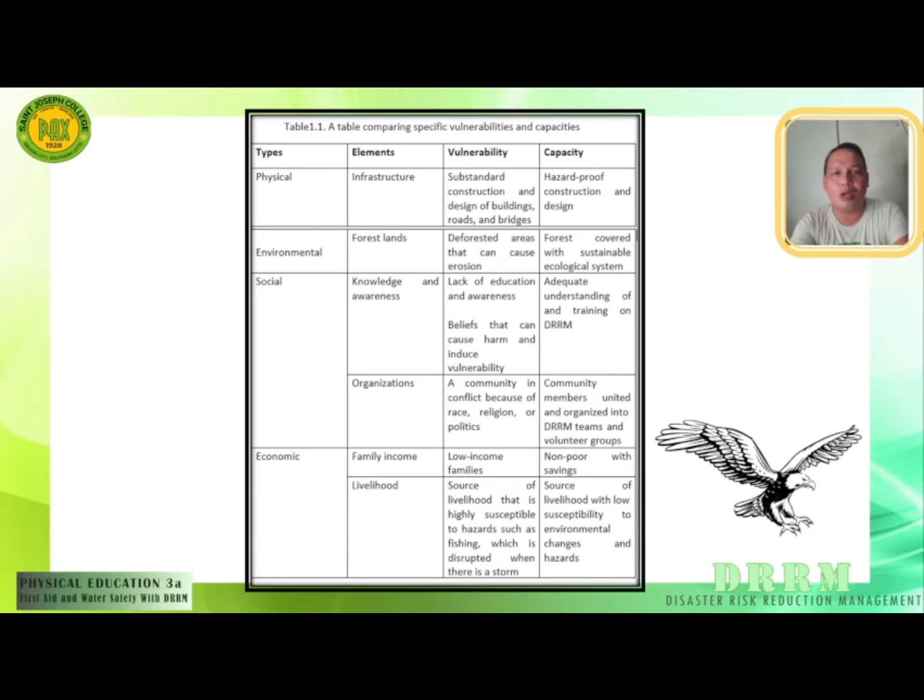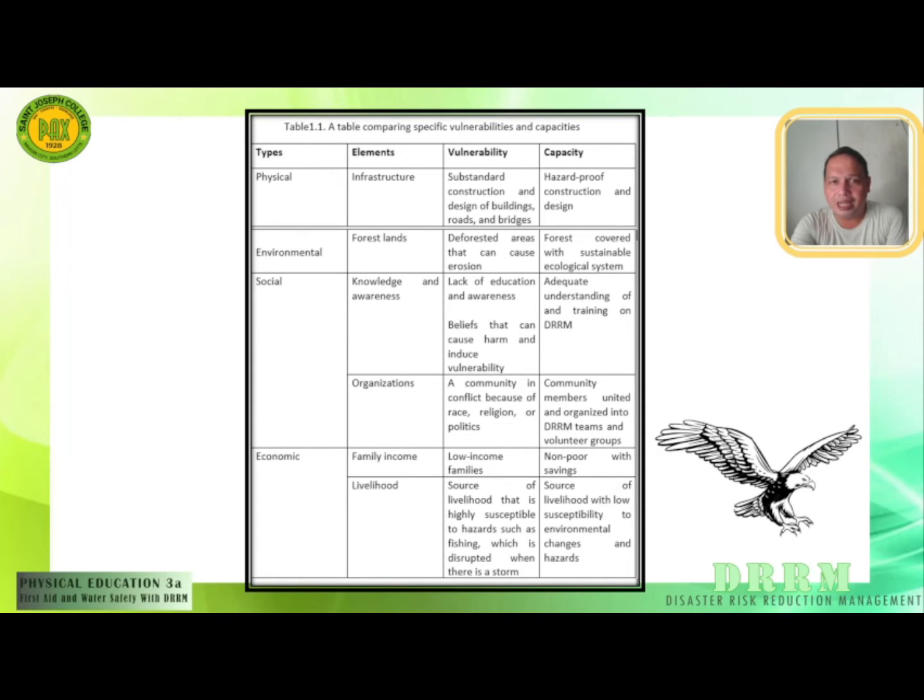So this is Table 1.1, a table comparing specific vulnerabilities and capacities. At the top of the row, there are types, elements, vulnerability, and capacity. For example, physical. The physical are the tangible elements, like infrastructure. Infrastructure is vulnerable if it is substandard, and its design is not waterproof or earthquake resistant, so it is easily affected. And the capacity? It is hazard-proof construction and design.